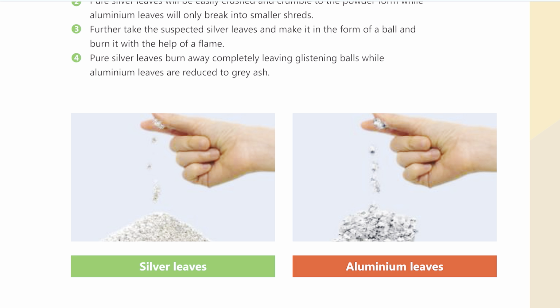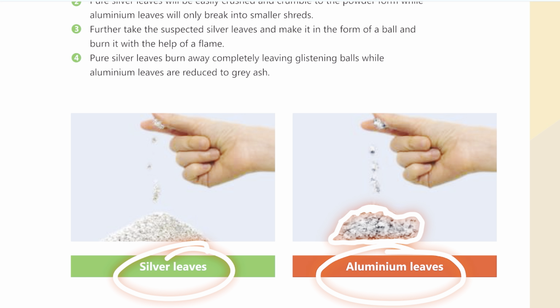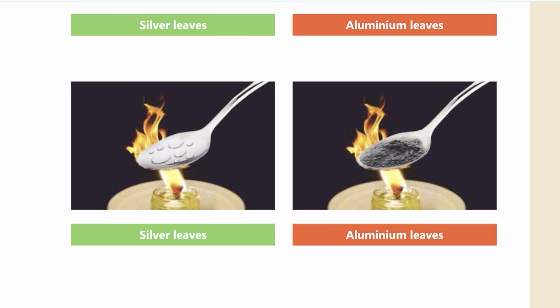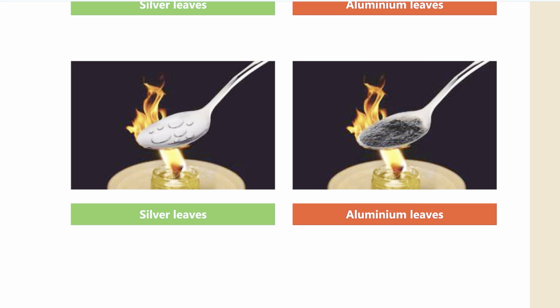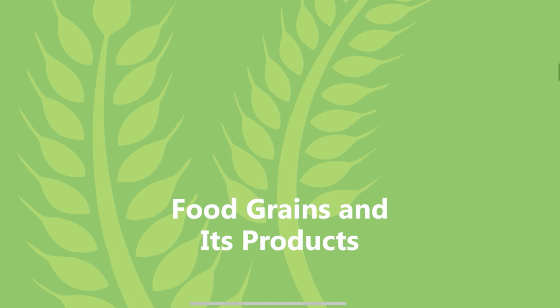So if we just turn these silver leaves and the aluminium leaves, you can see over here there are blebs, or incompletely they are torn into pieces, but here you can see these are finely broken down. The last test which we actually did: over here, if you burn the silver leaves, there will be blebs or balls formed, but in aluminium there will be ash. So this was a test for checking aluminium leaves and silver leaves adulteration.